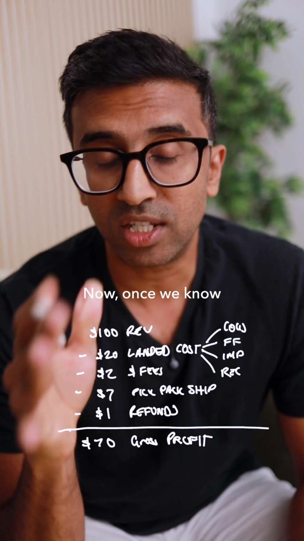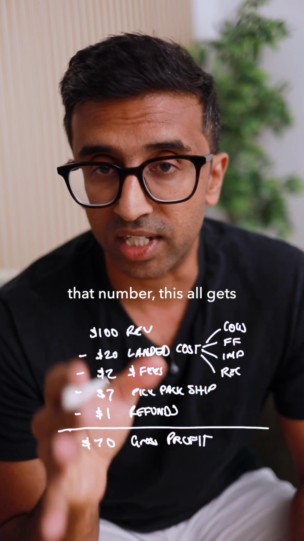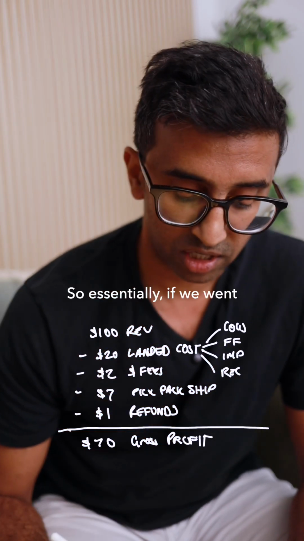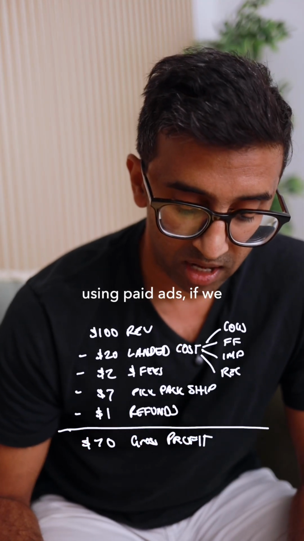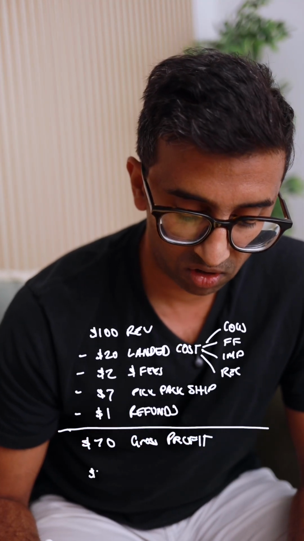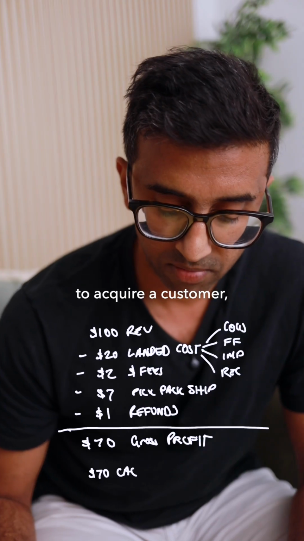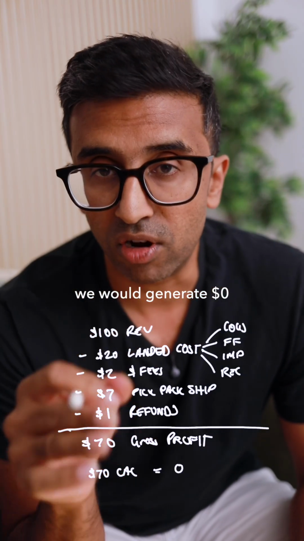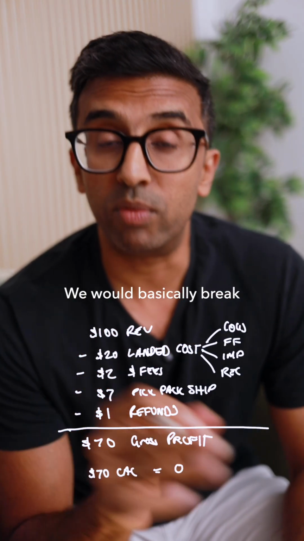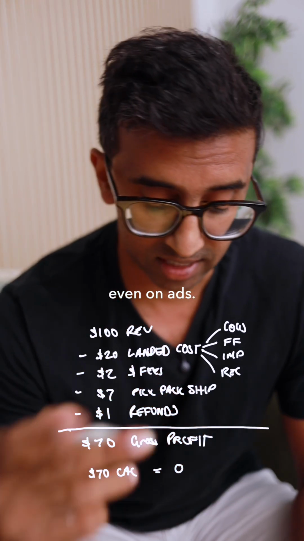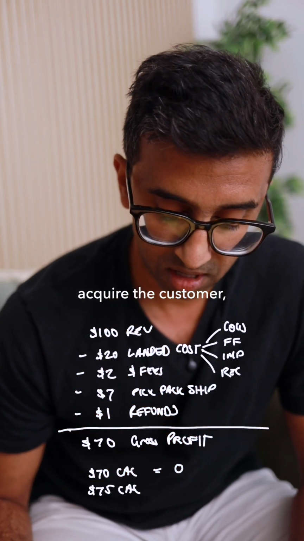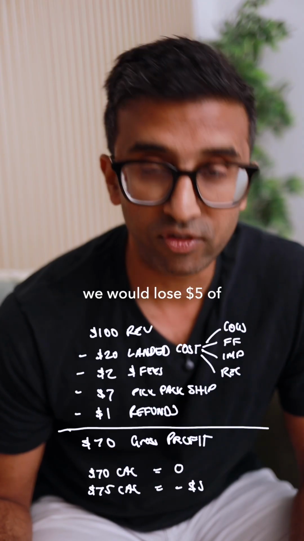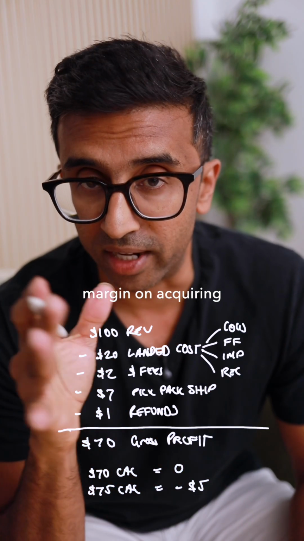Now, once we know that number, this all gets very simple. So essentially, if we went out and bought customers using paid ads, if we spent $70 to acquire a customer, we would generate $0 of contribution margin. We would basically break even on ads. If we spent $75 to acquire the customer, we would lose $5 of margin on acquiring that customer.